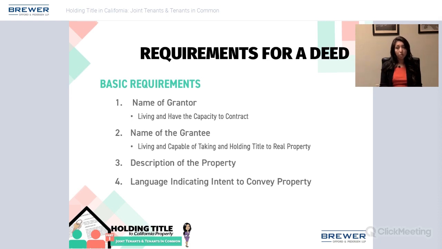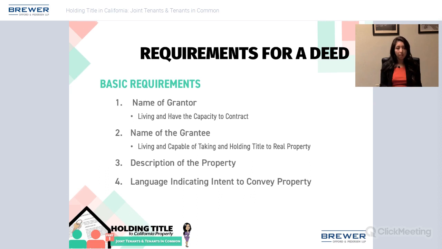It's kind of the same notion where if you have the ability to contract, then you have the ability to execute a grant deed. If you don't have the ability to contract, you don't have the mental capacity to execute a grant deed. And there are ways around that. If you're the attorney in fact or the successor trustee, there are ways to execute a grant deed for a living person who doesn't have the capacity to contract. And so I can discuss that in a later webinar, or if there are any questions regarding that at the end, I can answer them.